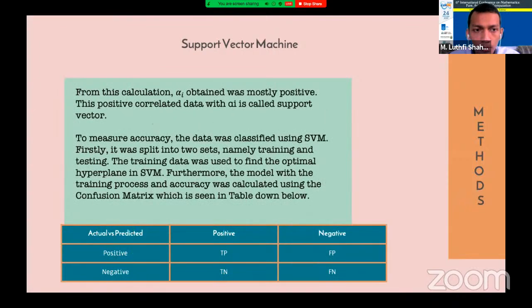From this calculation, the alpha i obtained was mostly positive. This positively correlated data with alpha i is called support vector. To measure the accuracy, the data was classified using SVM. Furthermore, the model with the training process and accuracy was calculated using the confusion matrix, which is seen in the table down below.